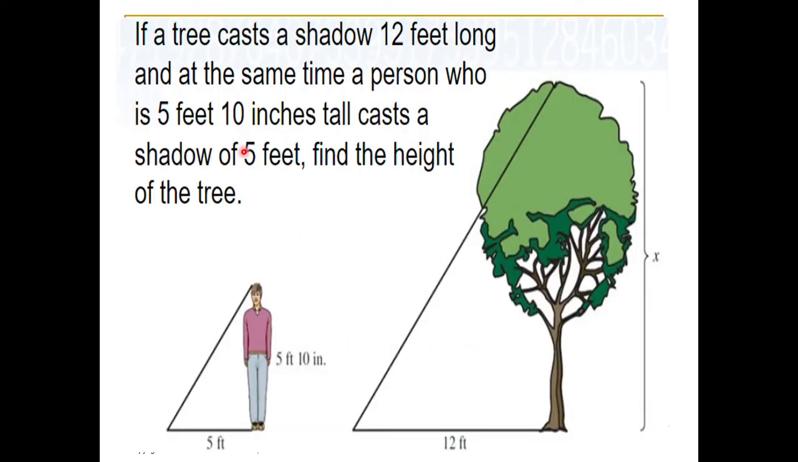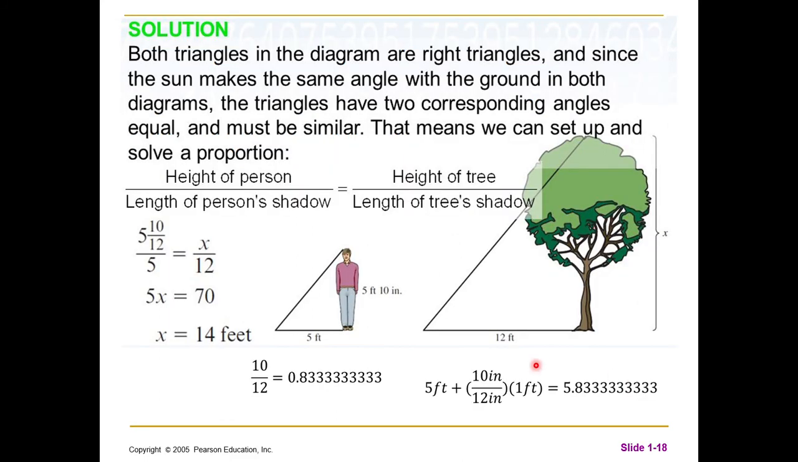Okay. So, if a tree casts a shadow 12 feet long, so ito yon. And then at the same time, a person who is 5'10" tall casts a shadow of 5 feet. So, ito yung shadow ng tao. So, we're looking for the height of the tree. So, check natin.